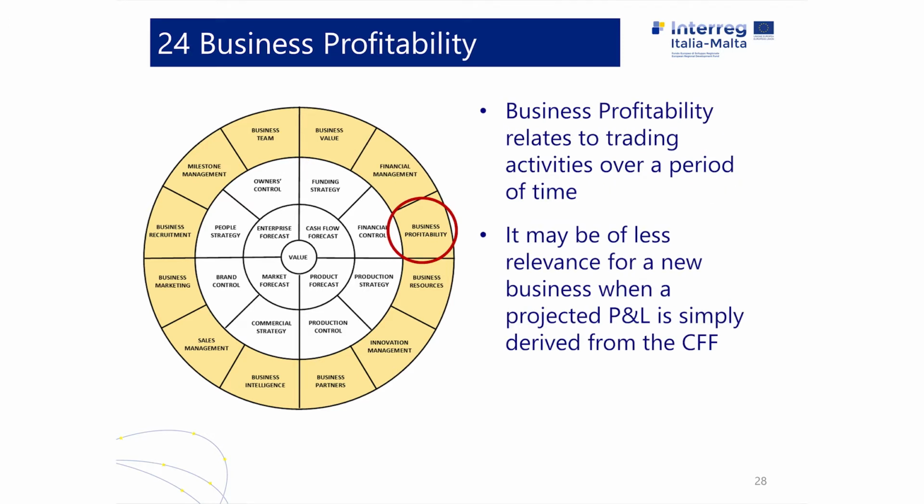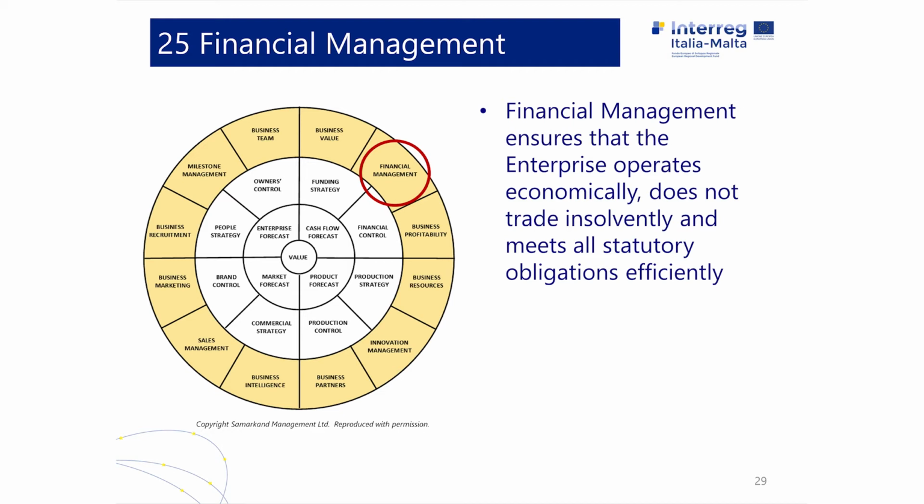Business profitability does relate to the profit and loss account, as we'll look at later, but it's of less relevance for a new business when the P&L, as it's sometimes referred to, is typically derived from the cash flow forecast. At the early stages, for example, a new business may make no profit at all. It may make a loss until it becomes profitable. But all of this has to be managed carefully. So financial management ensures that the enterprise operates economically, does not trade insolvently, and meets its statutory obligations efficiently.